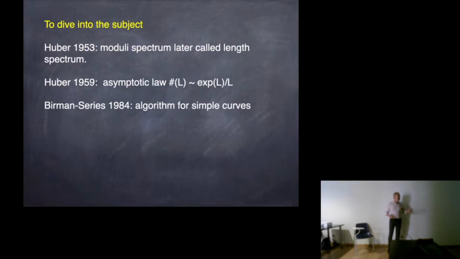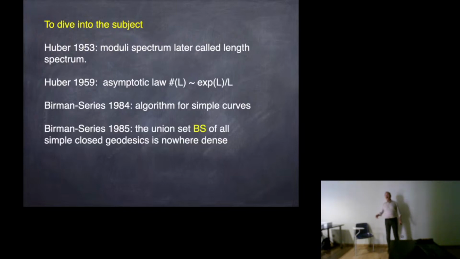And I mention them because, probably while working on this, they discovered that the simple curves are sparse. So the closed geodesics are dense on the Riemann surface, but if you look at the simple ones, they're actually nowhere dense, and that's a result. I will not talk about this either, but this is in a way the background of the story.